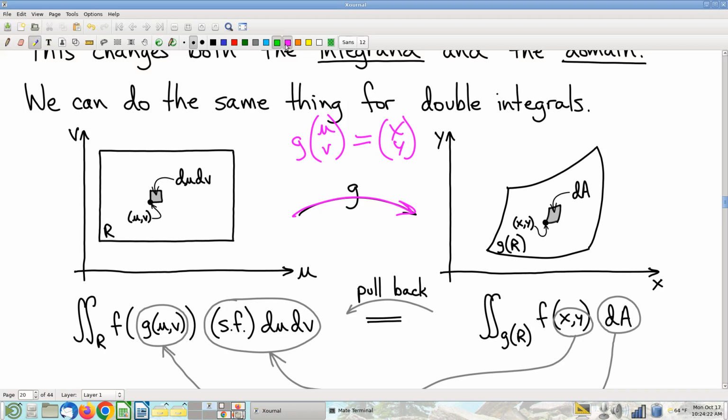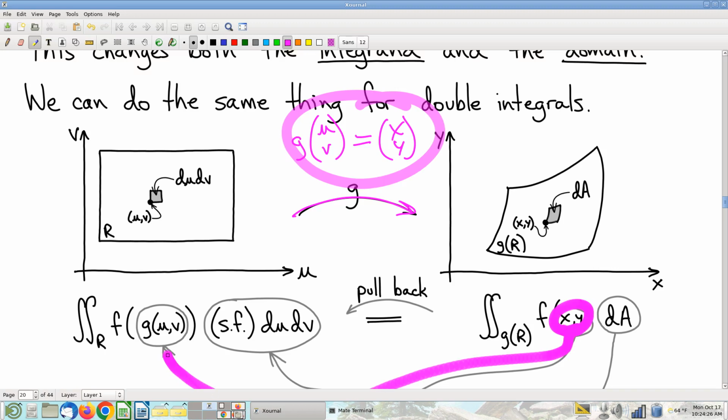And it's the same big picture strategy. x comma y is g of u comma v. We just plug that right in. Plugging in pulls back.